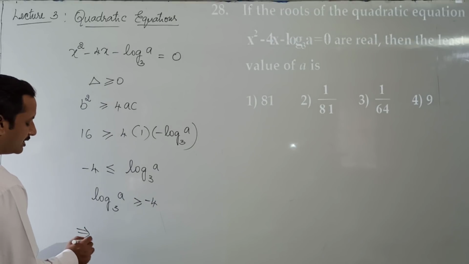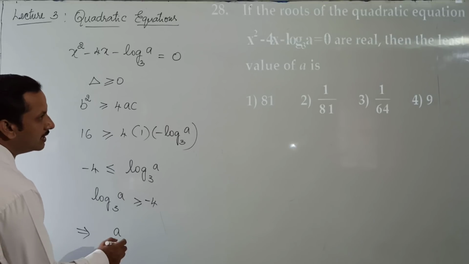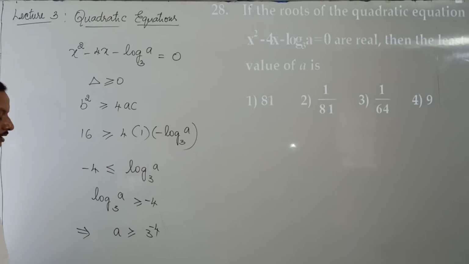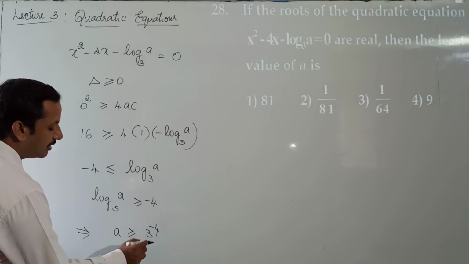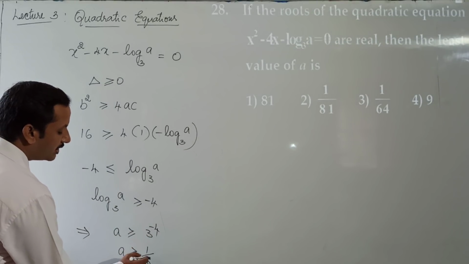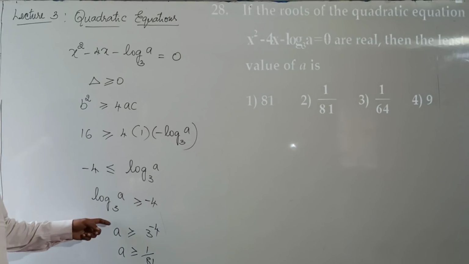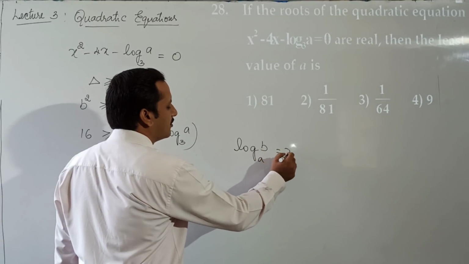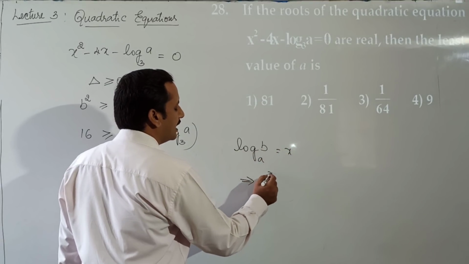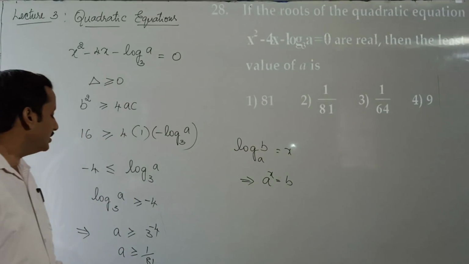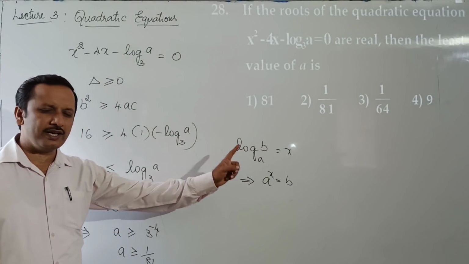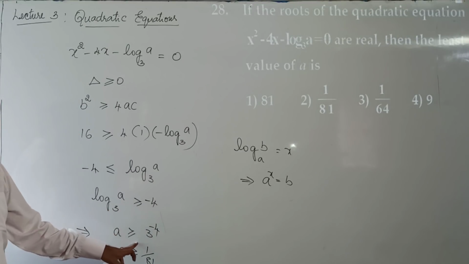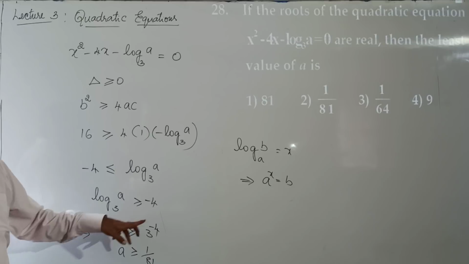Right? Which implies a is always greater than or equal to 3 power minus 4. 3 power minus 4 is nothing but 1 by 3 power 4, which is 1 by 81. By definition, log b to the base a is equal to x implies a raised to x is equal to b. So if log b to the base a is greater than or equal to x, then a is greater than or equal to 3 power minus 4 here.